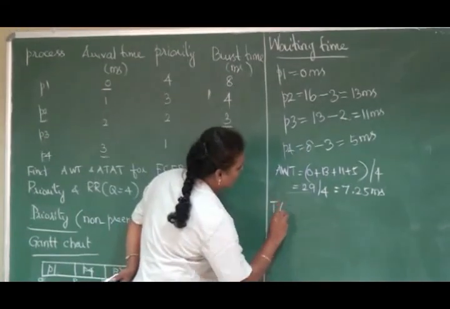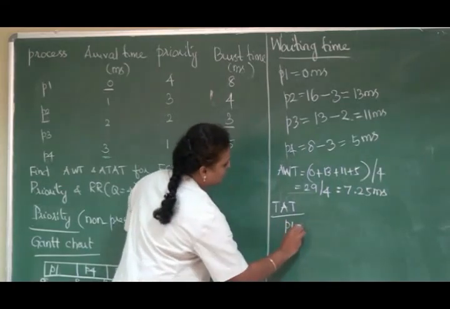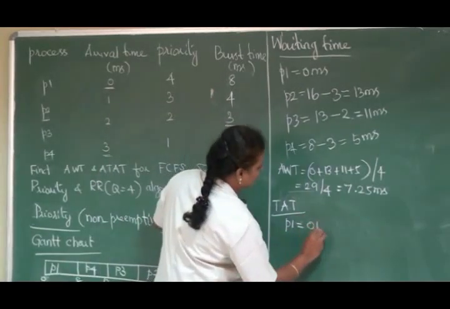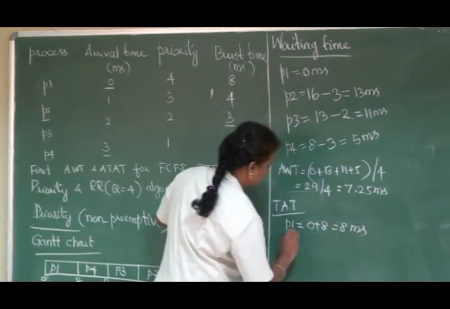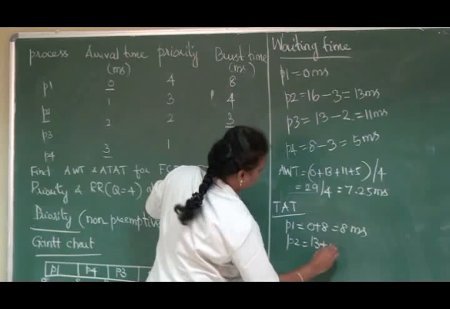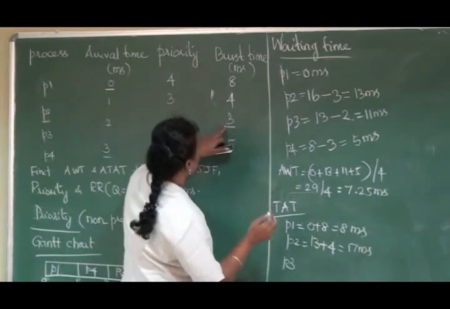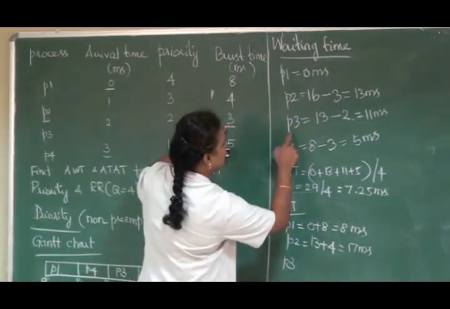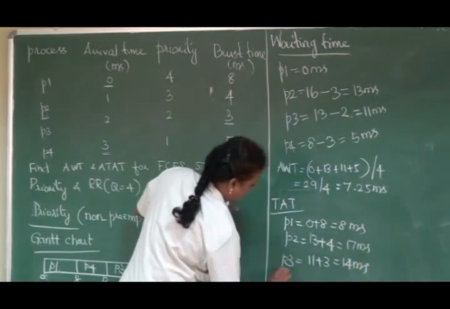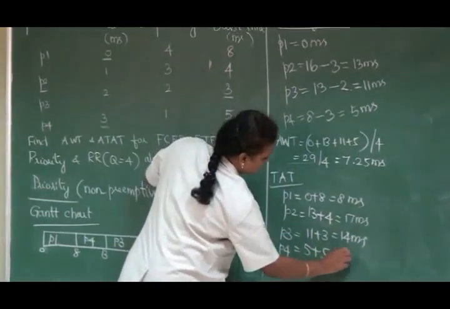The next one, we have to calculate turnaround time. Turnaround time for each and every process. For process P1, its turnaround time is waiting time plus its burst time. So 0 plus 8 milliseconds. Then for P2, it is 13 plus 4. So 17 milliseconds. Then P3, its burst time is 3 and its waiting time is 11. So 11 plus 3, 14 milliseconds. And P4, its waiting time is 5 and its burst time is also 5, so 10 milliseconds.